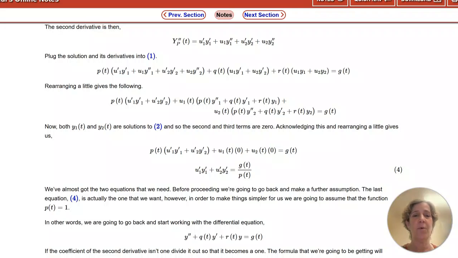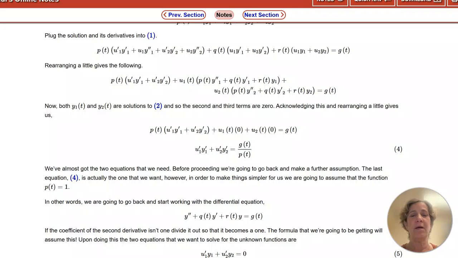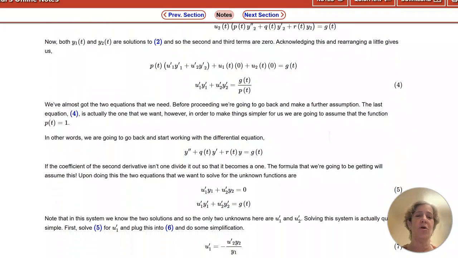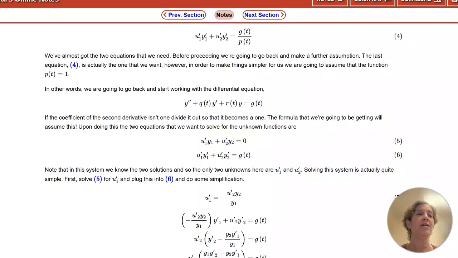So therefore, I can zero out the parts that are 0, and it simplifies to be this p of t, u1 prime y1 prime plus u2 prime y2 prime, plus u1 times 0, because that was a solution to the homogeneous equation, plus u2 times 0, because that part is a solution to the homogeneous equation, equals g of t. So then we get u1 prime y1 prime plus u2 prime y2 prime equals g of t over p of t. We've got two unknowns. We're going to need a couple equations, so we're almost done. So we're going to go back and make another assumption. And again, we're hoping our assumptions work out in the course of our proof, that we can validate they were reasonable assumptions.